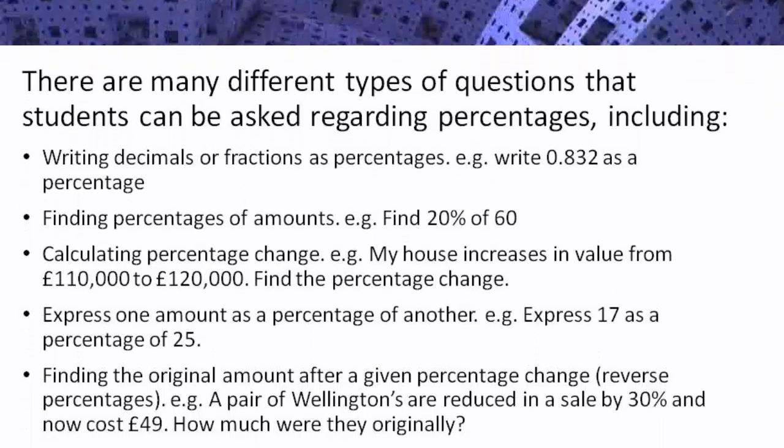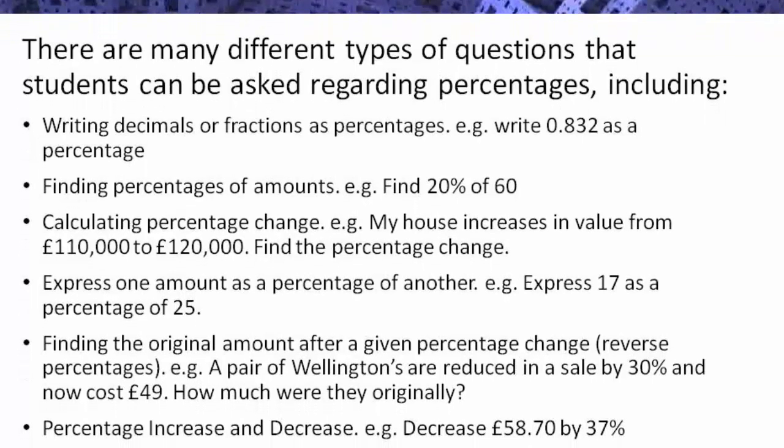Okay, now we're going to get into some of the things which I'm going to be looking at in this presentation. They're also often asked to find the original amount after a given percentage change. Now, this is normally described as a reverse percentage. Students find it very difficult to even identify when a problem is a reverse percentage problem. The key thing to recognise is they're asking for the original value after they've given you the change after a percentage increase or decrease has been effected. So, for example, a pair of Wellingtons are reduced in a sale by 30% and now cost £49. How much were they originally? Now, we'll talk about the common mistakes there in a second, but the answer is, of course, £70.